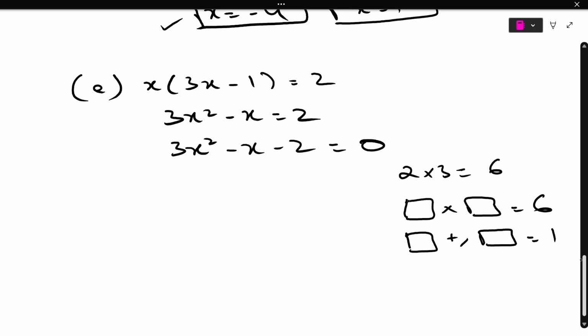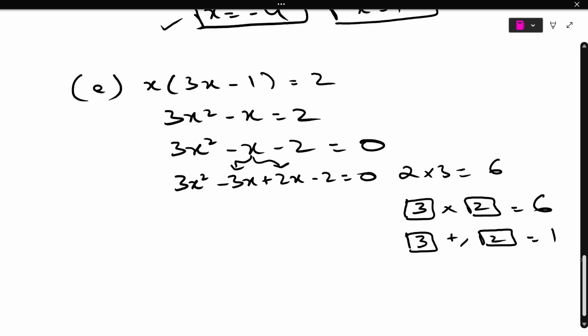Okay, so now which are the two numbers? It can be 3 and 2, because when you multiply them, you get 6. 3 times 2 is 6, and if I subtract 3 and 2, I get 1. Right, so I have my two values, so I'm going to write 3x squared minus 3x plus 2x minus 2 is equal to 0. So I have broken down my minus x into minus 3x and plus 2x.